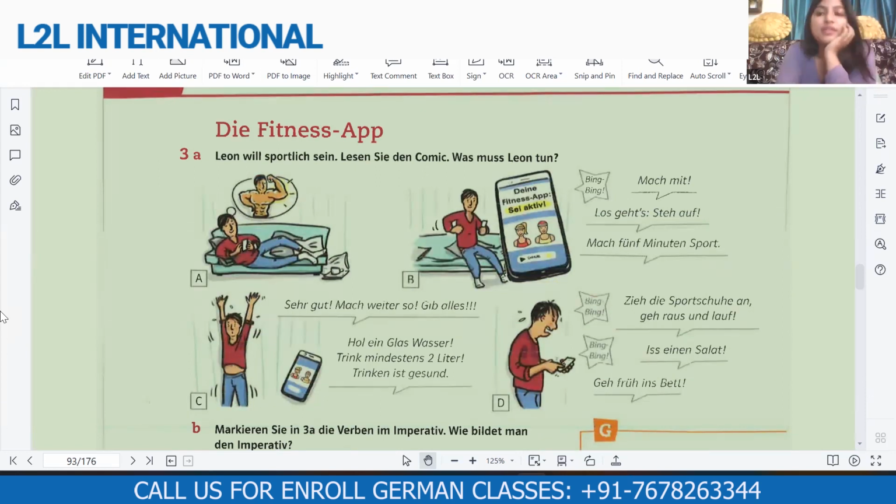So the topic says the fitness app. Fitness app means the fitness app. Now, this boy is Leon. His name is Leon. Will sportlich sein. So we are using here a modal verb Satz. It says Leon wants to be active. Sportlich means active. So Leon wants to be sportlich.